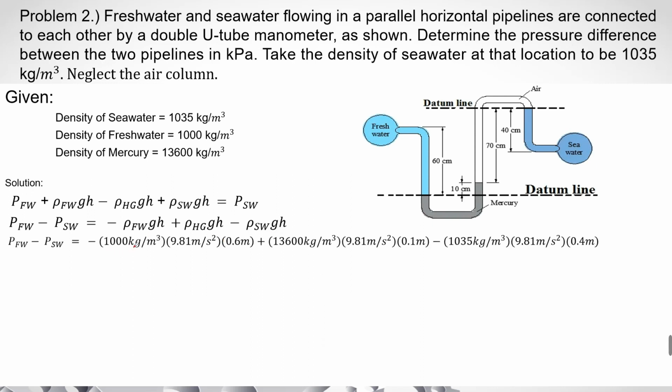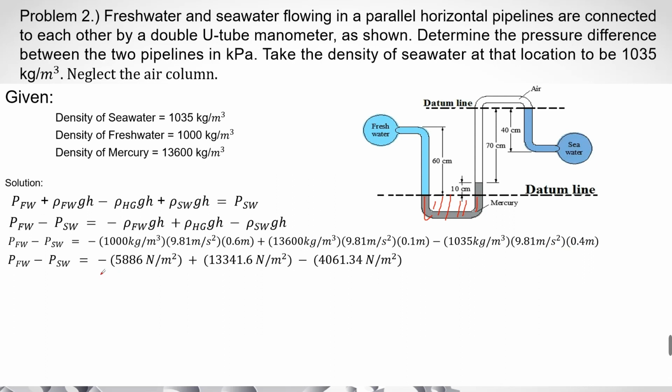So 1000 kg per cubic meter times 9.81 meter per s squared times 0.6 meter. So let's convert the height into meter. Plus 13,600 kg per cubic meter times 9.81 meter per s squared times 0.1 meter. So in this part, we just neglect it since it is at the same height and in the same liquid, so we can just cancel it out. So let's proceed to seawater, minus 1035 kg per cubic meter times 9.81 meter per s squared times 0.4.